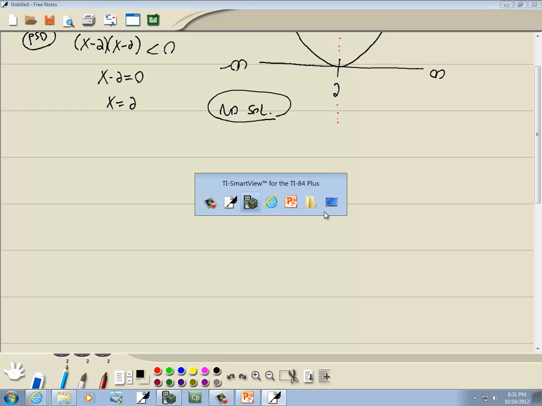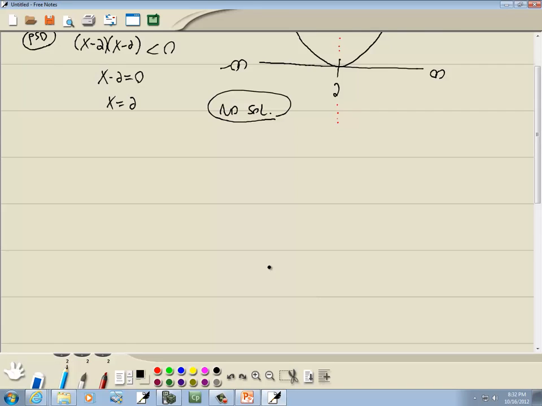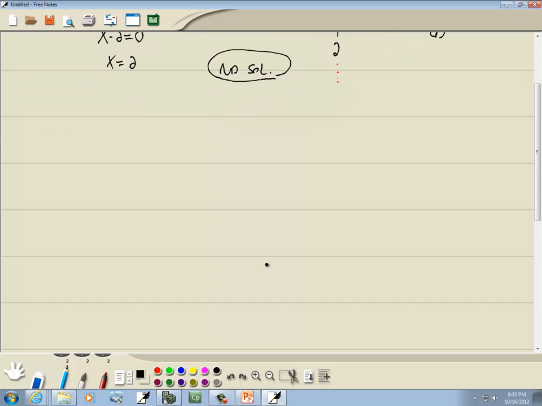Now the next ones are rational inequalities. Now look at this. Rational inequality means you got a single fraction. So let's talk about how to get rid of those. Or not how to get rid of them, but how to solve them. So, solving rational inequalities.